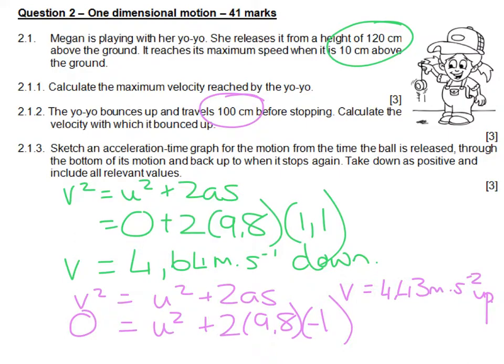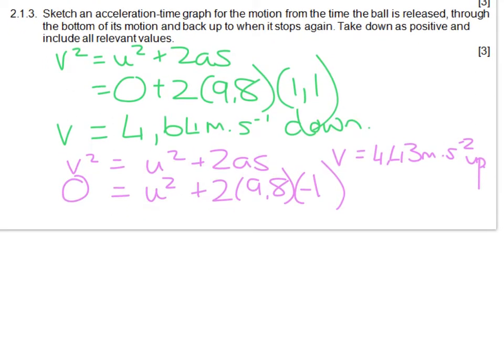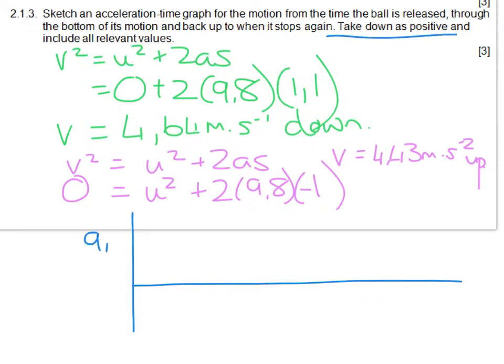Now it asks me to sketch an acceleration time graph for the motion of the ball in that whole time. Now, it's under gravitational acceleration for pretty much the whole thing. It says take down as positive, so I'm going to say 9.8 down is positive over there. And it stays that the whole time, except for a tiny little bit in the middle during the bounce. In the bounce, I'm going to have an opposite force, and there must be an acceleration in that opposite direction in order to turn the yo-yo around. And that is going to be your acceleration time graph.